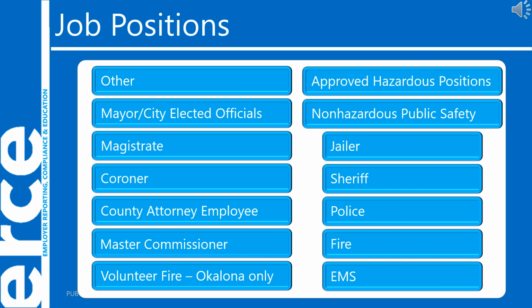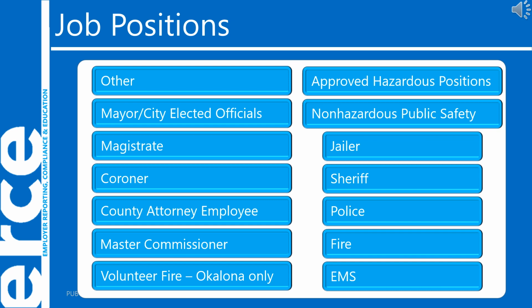The position title is another piece of information used by KPPA to maintain the accuracy of the employee's retirement account. Most employees will be reported with the position title of Other. However, there are exceptions to this generalization. If your agency employs any of the listed job positions, make sure to identify the appropriate personnel with these titles.